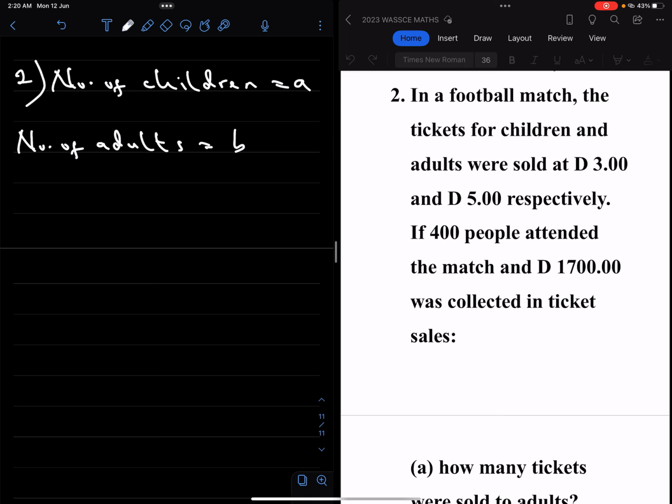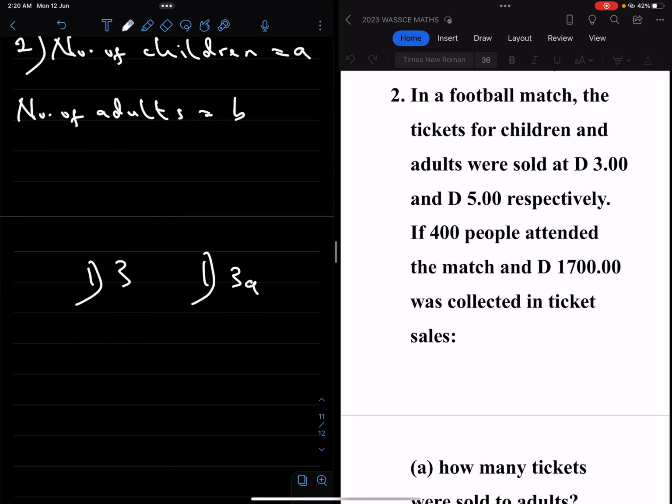Now, ticket for one child is 3D. That means ticket for A children will be 3AD. Now, ticket for one adult is 5D. That means the cost of tickets for B adults will be 5BD.